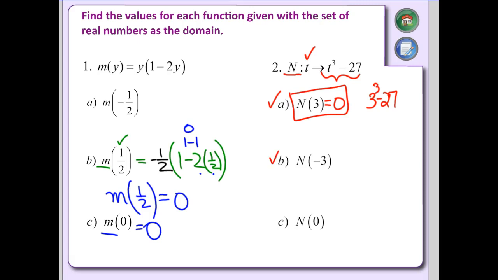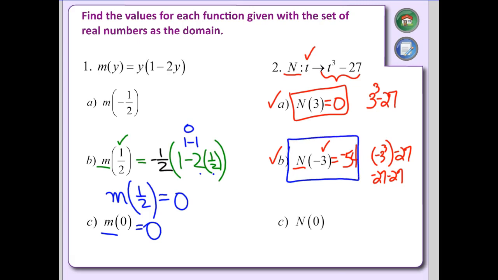Let's look at letter B. We're doing function labeled n, and we're plugging in a negative 3 for t. So now I've got negative 3 cubed minus 27. What's negative 3 cubed? Yes, negative 27 minus 27. So this equals negative 54. And once again, my answer has to be in function notation since that's what I started with.